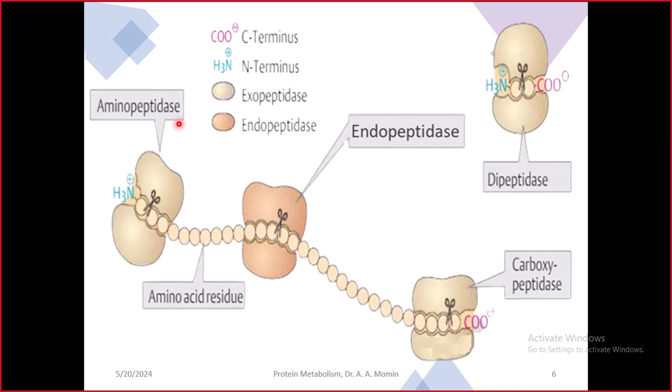Exopeptidases are further subclassified into two classes. Aminopeptidases separate the amino acid present at the amino terminal. And second, the carboxypeptidases, which separate the amino acid present at the carboxy terminal, or C terminal.